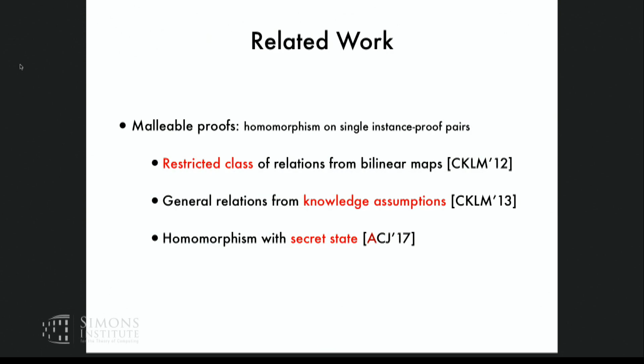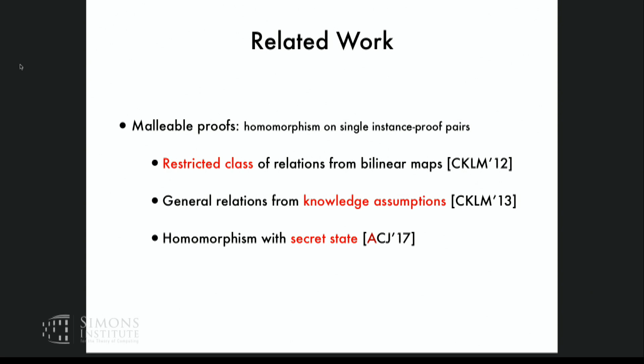Okay. So in terms of related works, related works have mostly focused on the case when you're only homomorphically evaluating a single instance and proof pair. This is called malleable proof systems. Even in this regime, they have either focused on a restricted class of relations, in which case they show how to get such proof systems from bilinear maps, or they can actually get it for general relations from knowledge assumptions.